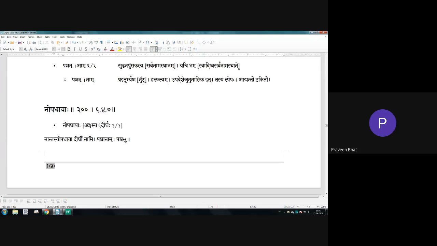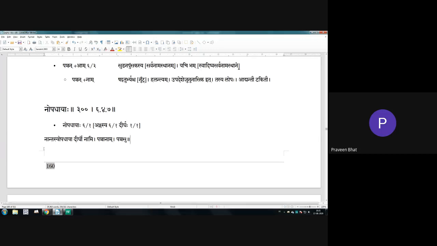Angasya dirgha, shashti ekavachana. And this is also shashti ekavachana. Nakarasya upadha dirgha bhavati. So nantasya, nantasya upadha dirgha nami pare. So nami is also there.